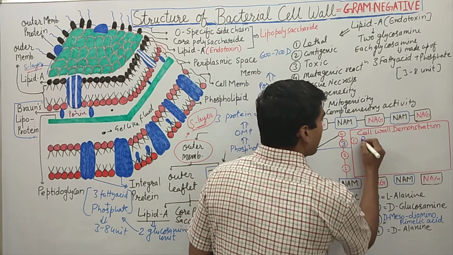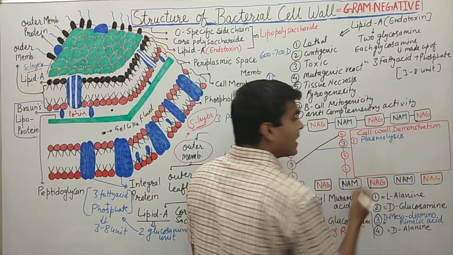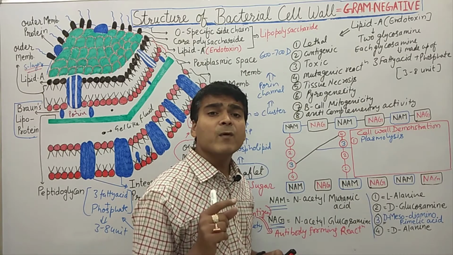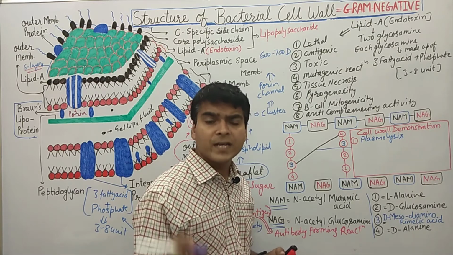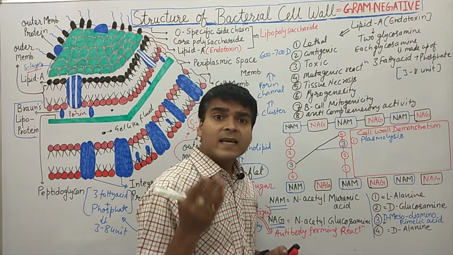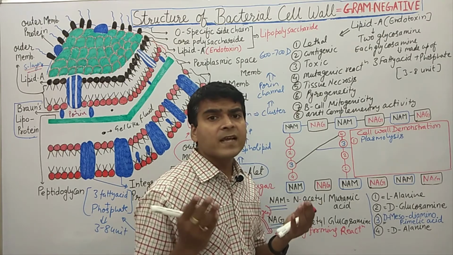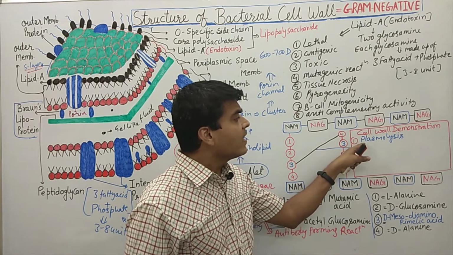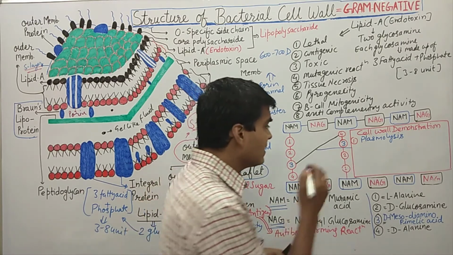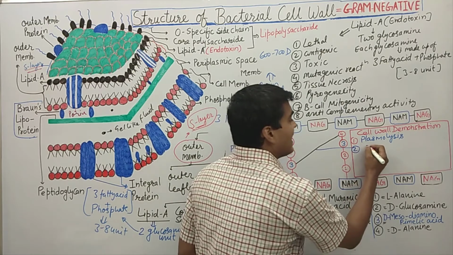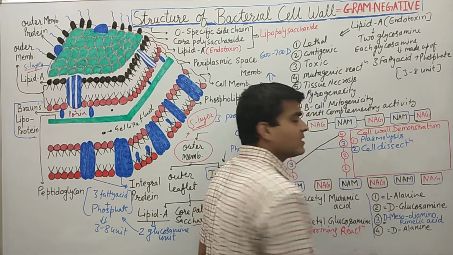The first one is plasmolysis. So what is plasmolysis? When we put gram-positive or gram-negative bacteria in a hypertonic or hypotonic solution, there is a possibility of shrinkage or bursting. Two kinds of reaction we can find. So in this way we are demonstrating the plasmolysis of bacterial cell wall. The second one is cell dissection.